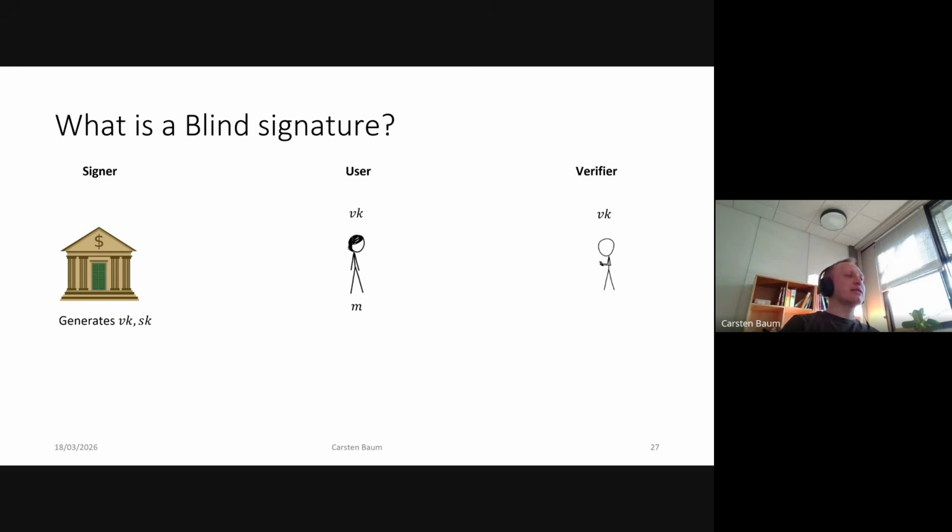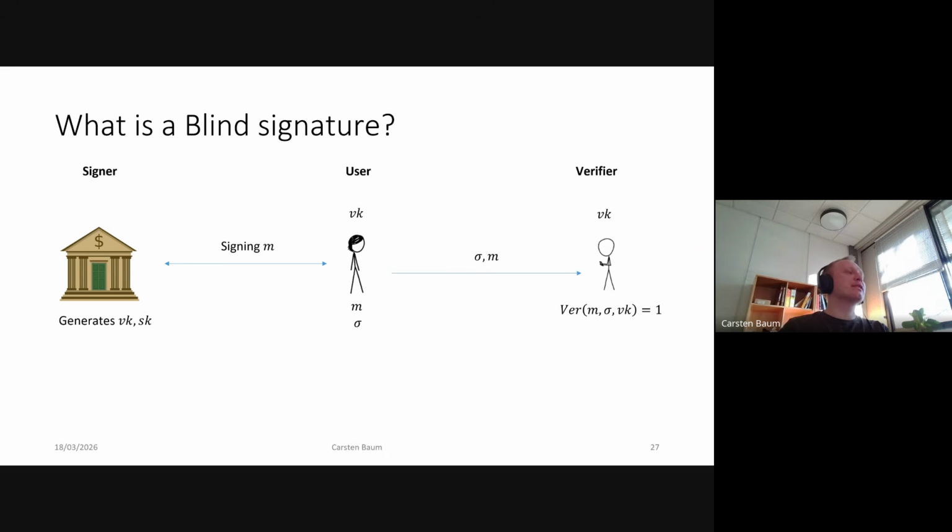The signer generates the signing key and the verification key. It hands out the verification key to everybody who wants to have it. And now how do you sign? Well, you have an interactive process with the signer who gives you the signature, and then you can show the signature to anybody out there. As a user, you can give the signature to other people.